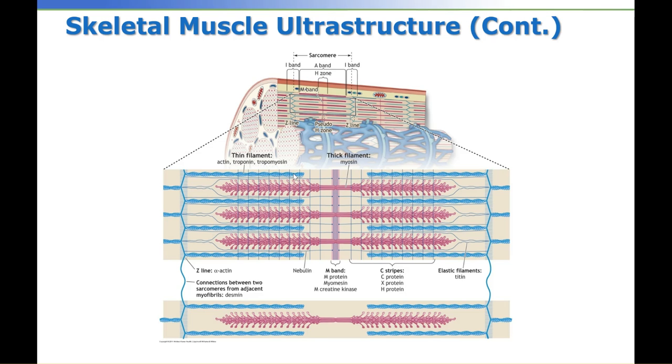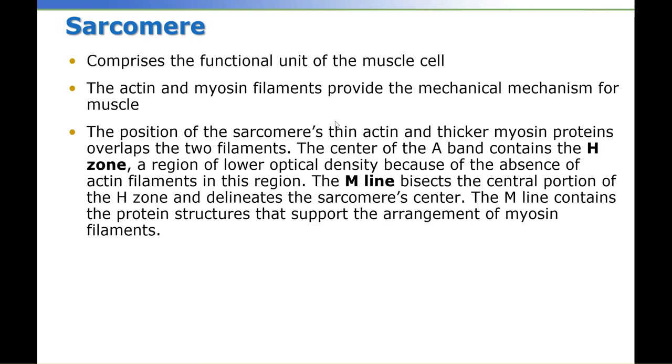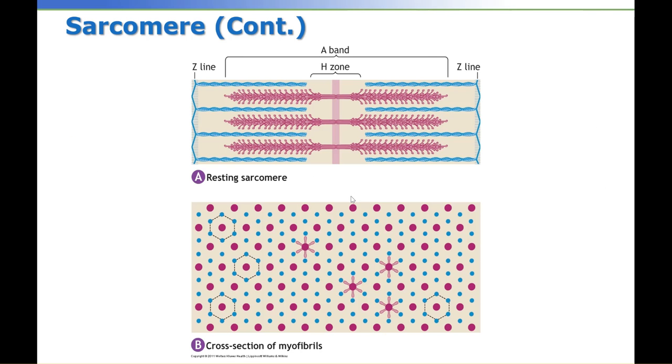Okay, the Z line. You have the I band, and the M band is in the middle. You have the A band, which does not include the M band. On both sides of the M band is where the actin and myosin are lined up on top of each other. This is right here. So you have the A band, like I was showing you, the H zone, and the Z line.